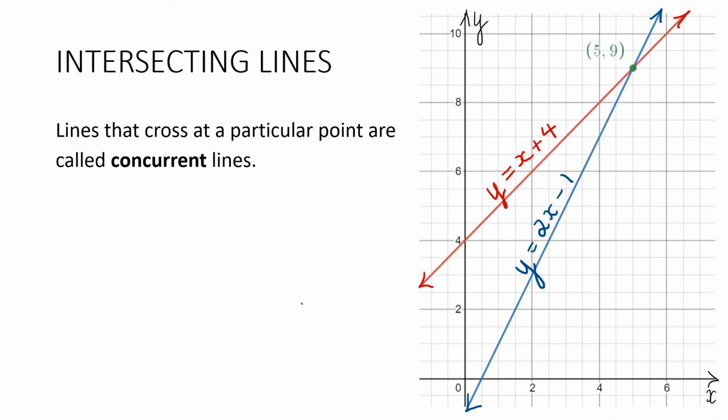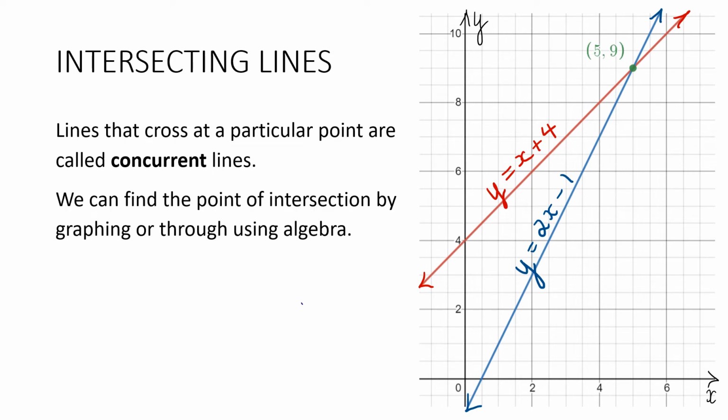Lines that cross at a particular point are called concurrent lines. And we're used to finding the point of intersection. We can do it by graphing. The point of intersection is (5, 9). But if we do it through algebra, we're solving simultaneous equations.